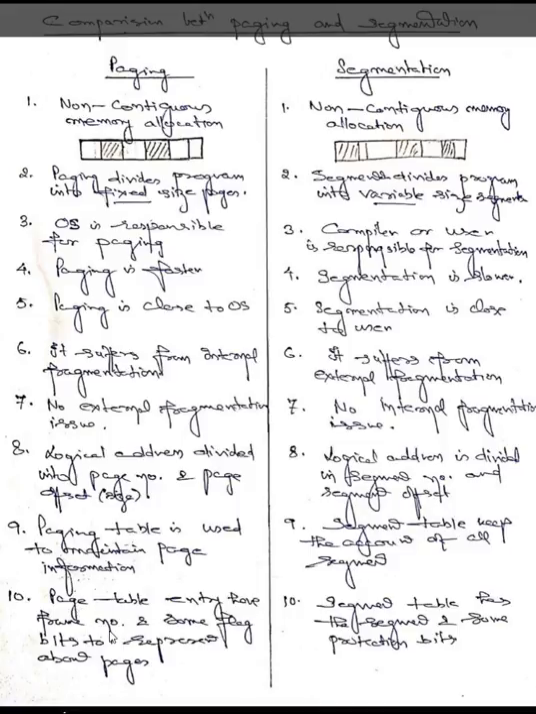A page table entry has a frame number and some flag bits to represent information about the pages, because the page table has to map the logical address to the physical address. So there should be a flag to see that the page table and frame entry are assigned appropriately. A segment table entry has a segment base and some protection bits. That is the case with respect to the segment table.